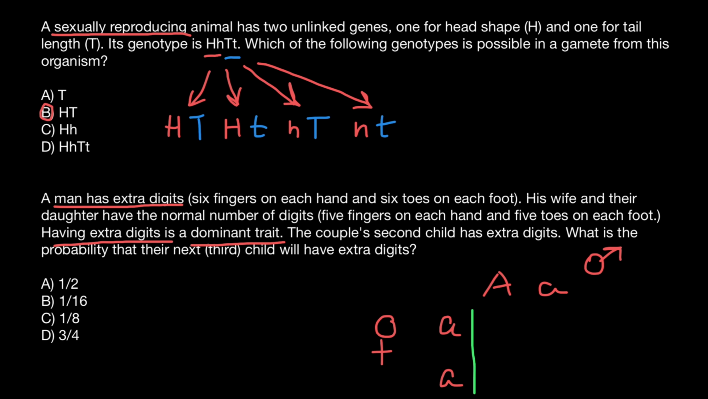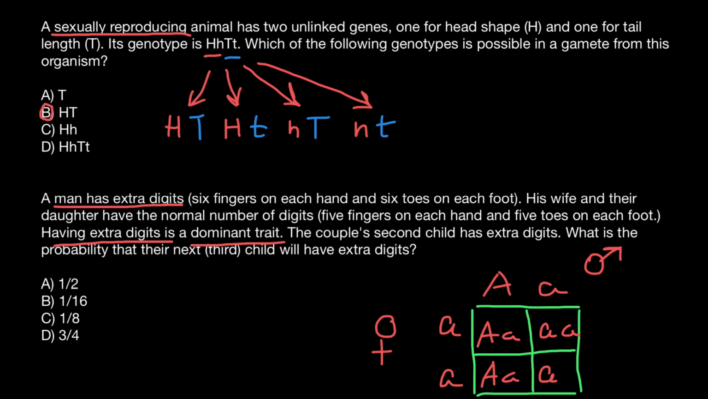And when we build a simple Punnett square, let's take a look at what progeny we expect in the family. So capital A, small a here, small a here, capital A, small a here, and small a here. So as you see, 50% of the progeny we expect to have extra digits, and another 50% of the progeny, regardless of the sex, would be phenotypically normal.